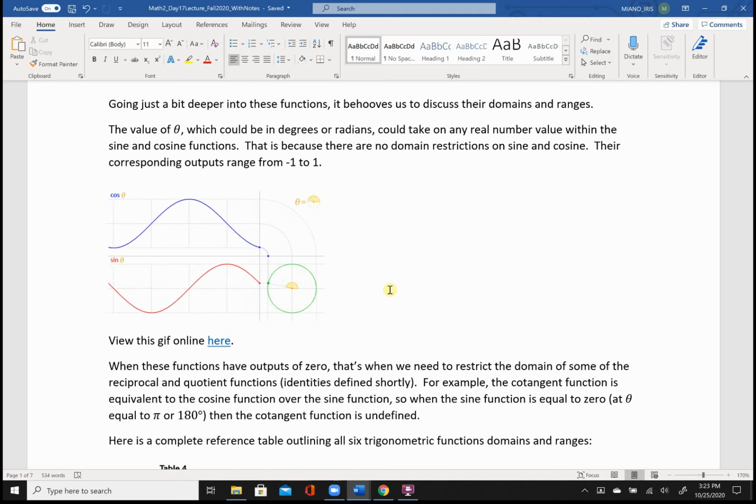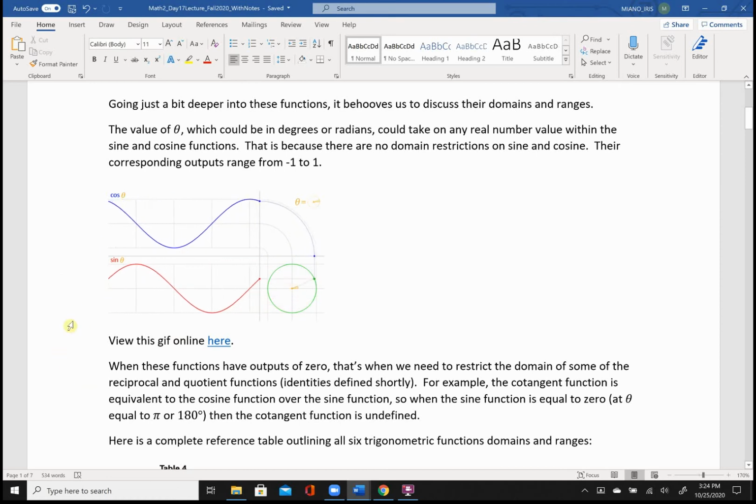Similarly, the y value of the spinning positional green dot is being tracked in the red trajectory, and that gives us the sine wave of theta. So theta can actually have any value possible. So for both the sine and the cosine functions, the domain for both of those is any real numbers.